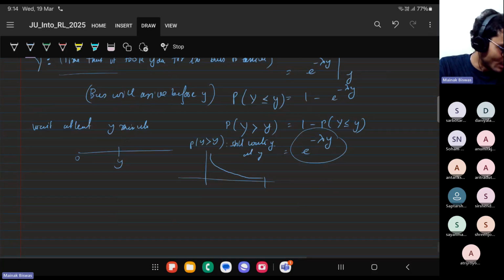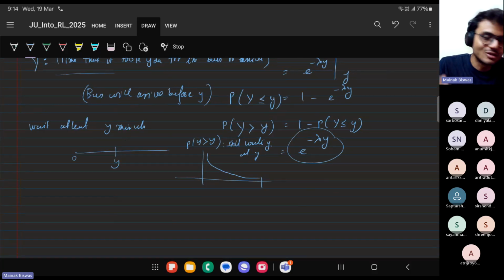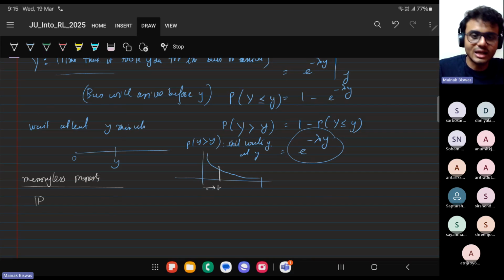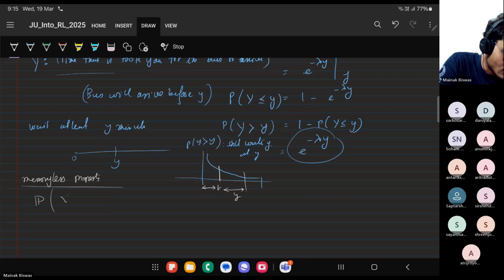But since I went all this way, let us do one more small step and tell you the memoryless property of the exponential distribution. I didn't plan to do it, but I did it for the geometric last time, so let's do it for this as well. The memoryless property says that, if I have already waited t minutes, what is the probability that I have to wait for y minutes more?